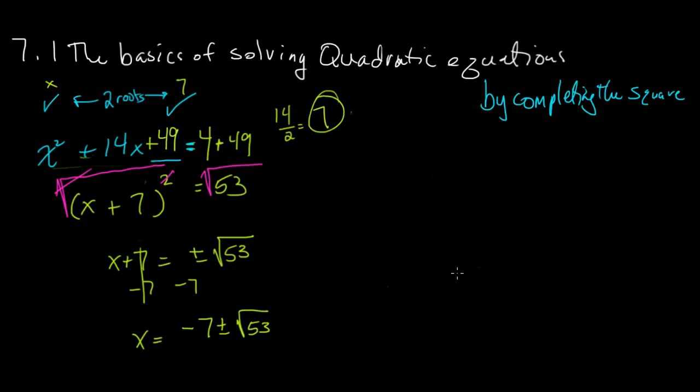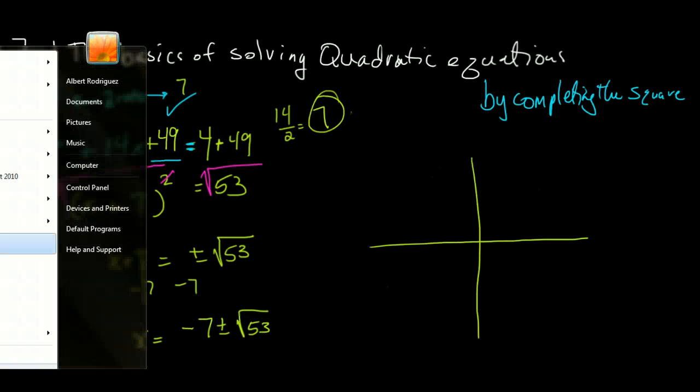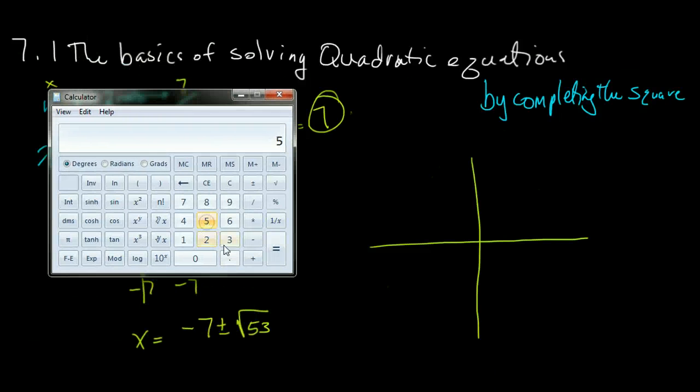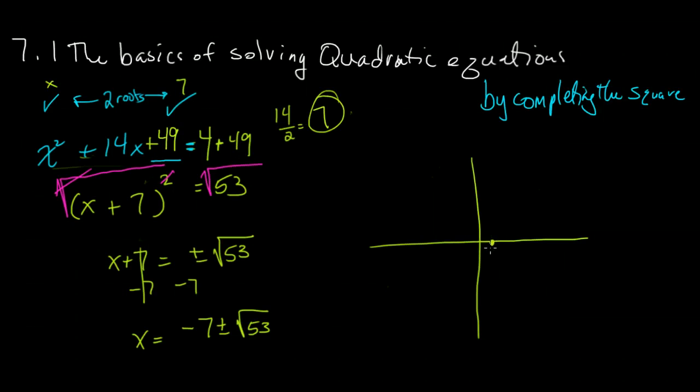So the roots would be something like, okay, here is my graph, negative 7 plus the square root of 53, which is just a number. We can pull up the good old trusty calculator here. We'll do the square root of 53. That's a little more than 7, so if I take that number minus 7, it's just a little bit more, so we've got a point here at 0.2 something.